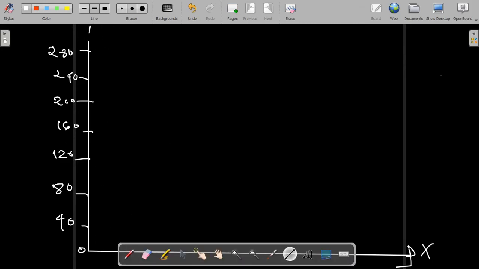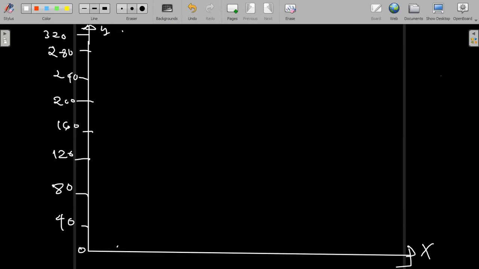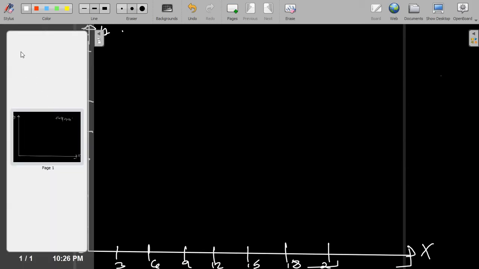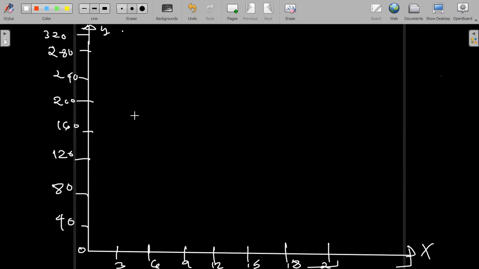Apart from the Y axis, which goes up to 320, we also have the X axis, with 3, 6, 9, 12, 15, 18, and 21. So when we sketch out our data, we plot the points on the graph over there.